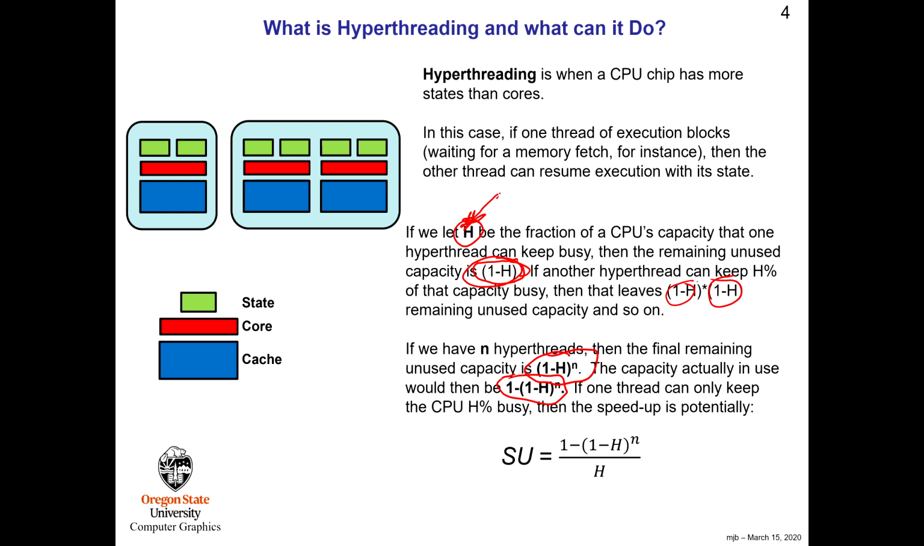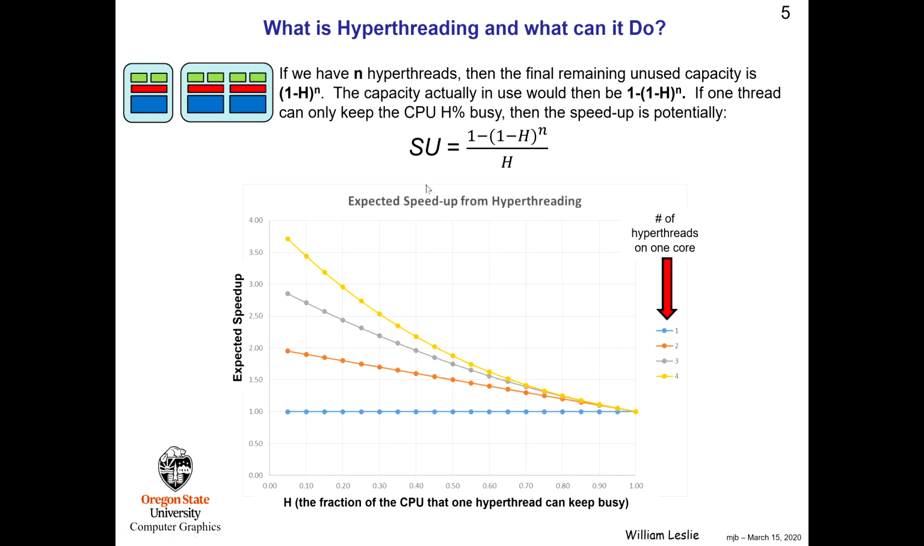If this is the capacity in use, and this is what you could get with just one, then this is the expression for the speedup. And here's what you get if you graph that. So now let's take a look.